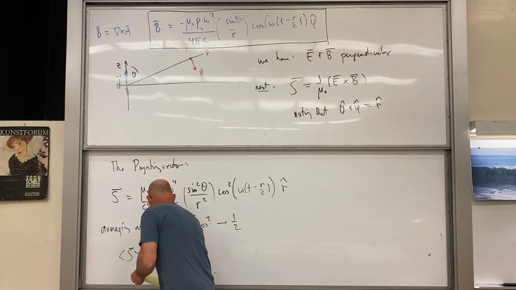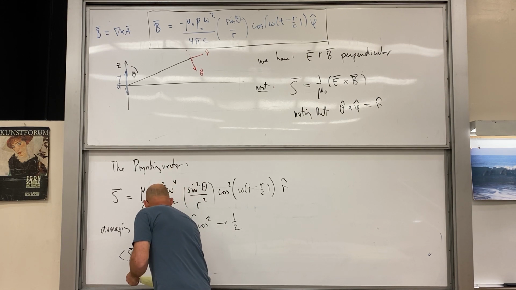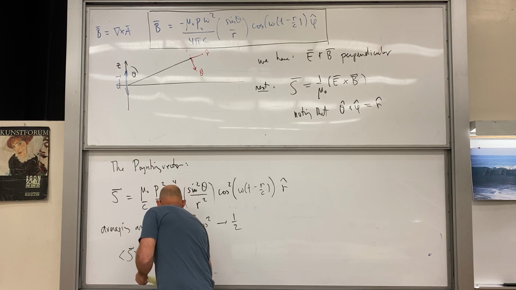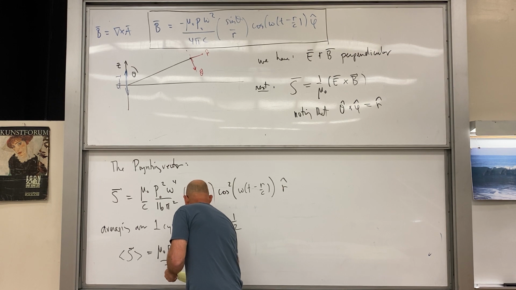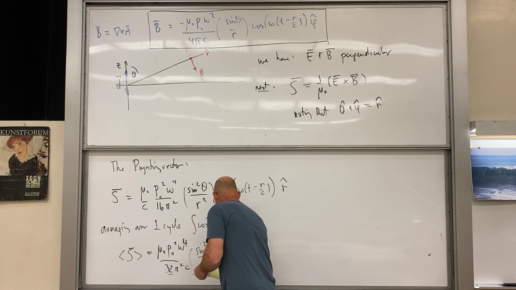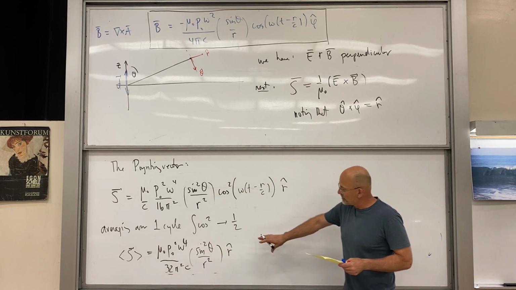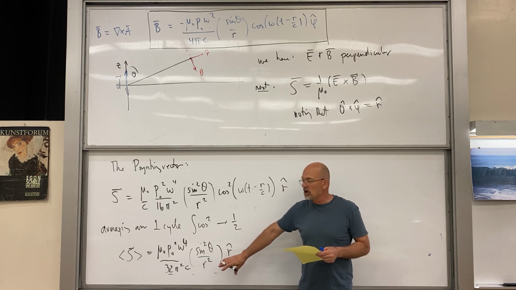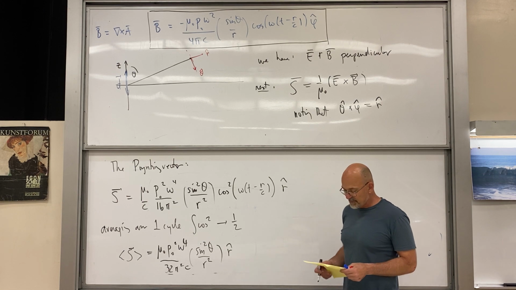So mu naught p naught squared omega to the fourth over 32 pi squared c, sine squared theta over r squared, still in the r hat direction. So what we're going to do is average this, or integrate this over all of space now, surface integral, and then that'll give us the power.